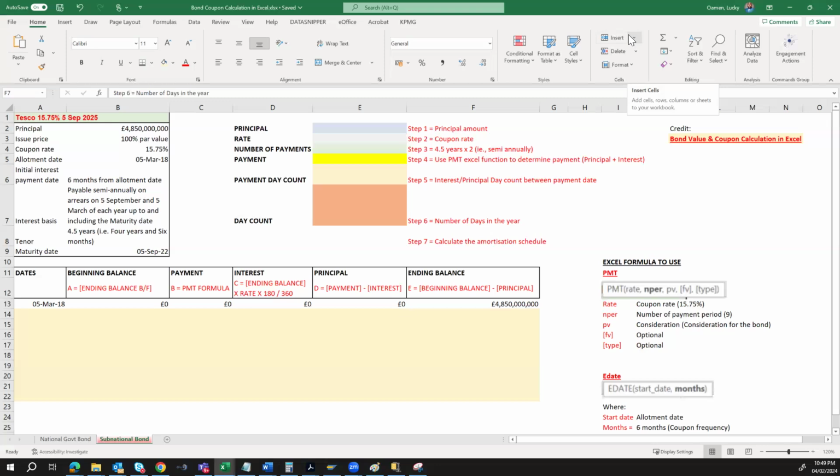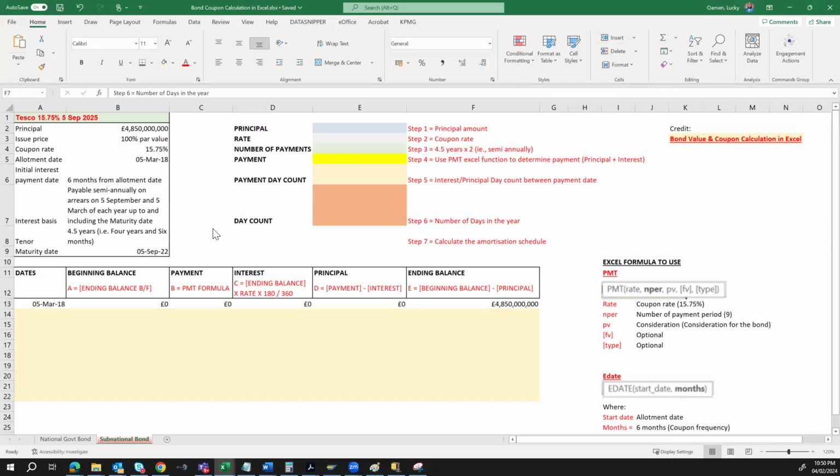The coupon rate for this bond is 15.75%. The date it was allotted to bondholders was the 5th of March 2018. The interest payment date, or the initial payment date, is 6 months from the allotment date, which means it's payable semi-annually on every 5th of September and 5th of March each year, up to and including the maturity date. It's going to last for 4.5 years, and the maturity date, of course, is the 5th of September 2022. So those are the details of this bond.